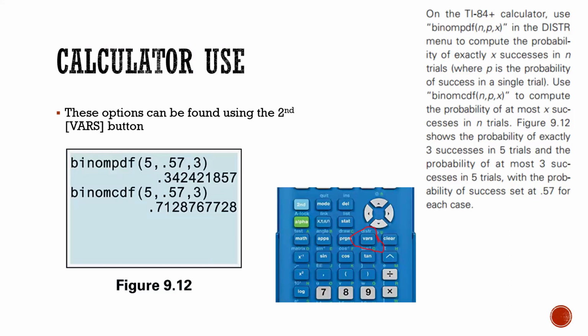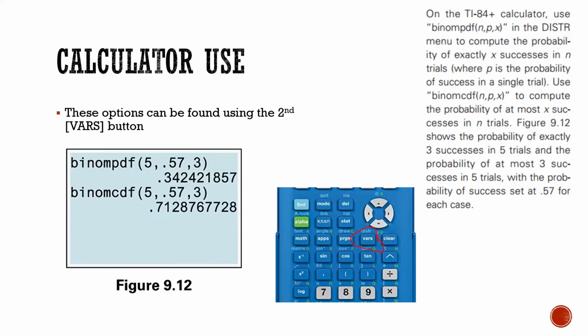So I will tell you what each of these things are, right? I'm going to do each of these examples. This VARS button means variables. Notice here it says the word VARS. Above it, it says DISTR. You can guess that that stands for distribution.